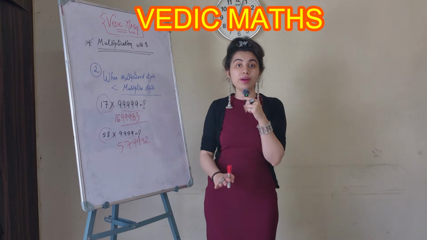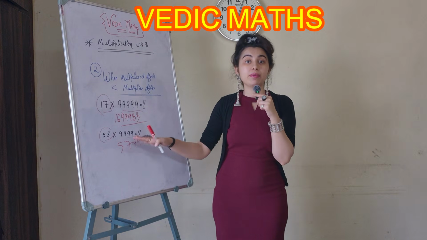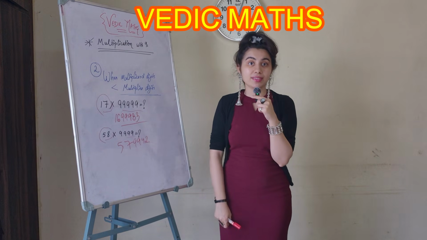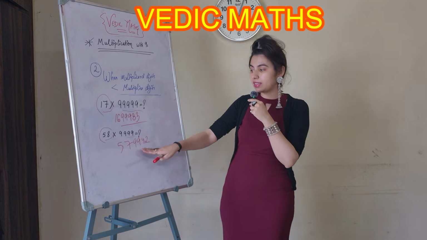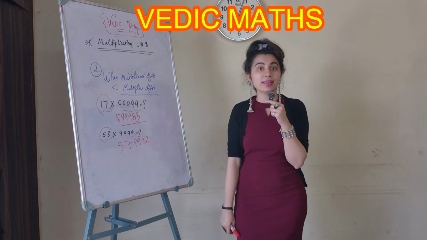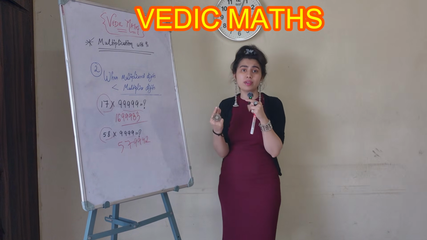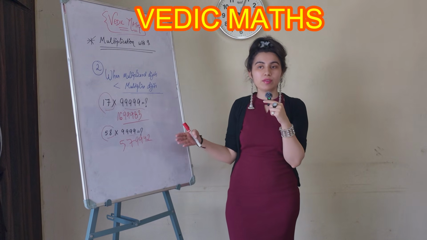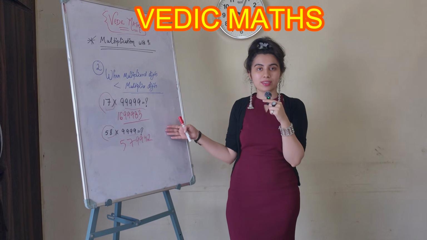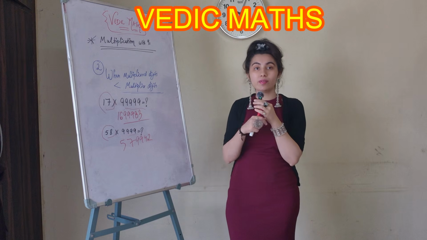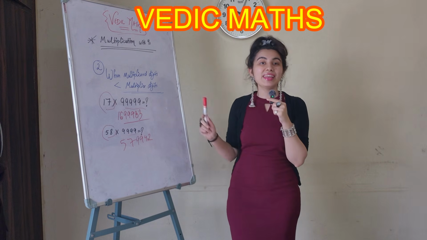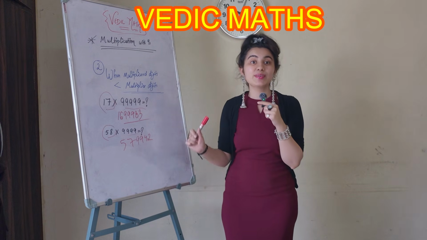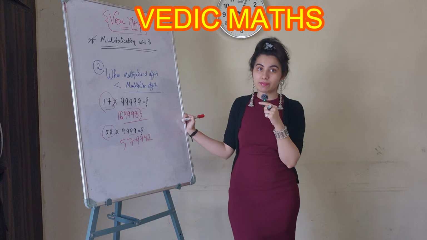The answer for 58 multiplied by 4 times 9 is 579942. That's the answer. See, we were able to solve it in seconds, right? It didn't last for even a minute. It wasn't able to trick us for even a minute. We solved it like this with the help of Vedic maths. So this is the power of Vedic maths.